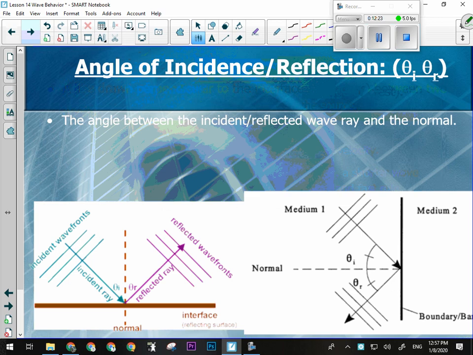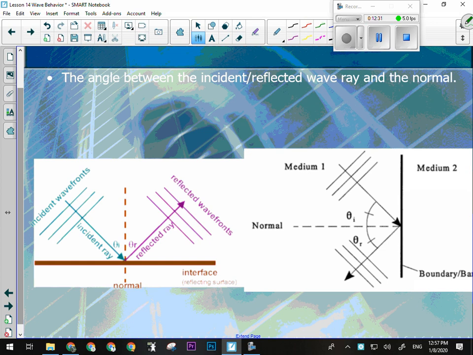And then this is the law of reflection. The angle of incidence equals the angle of reflection. That's always the case anytime there is a reflected ray, a reflected wave.